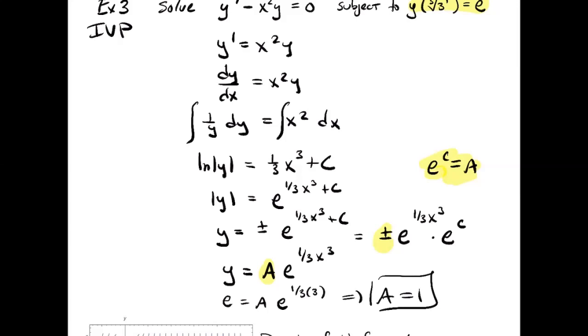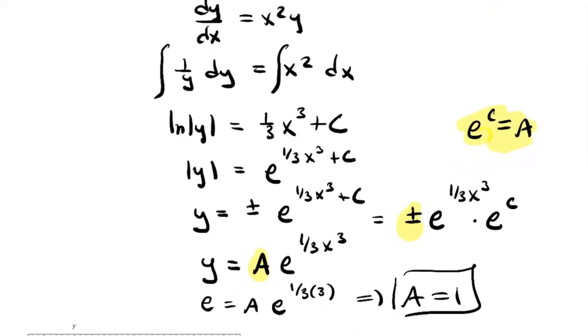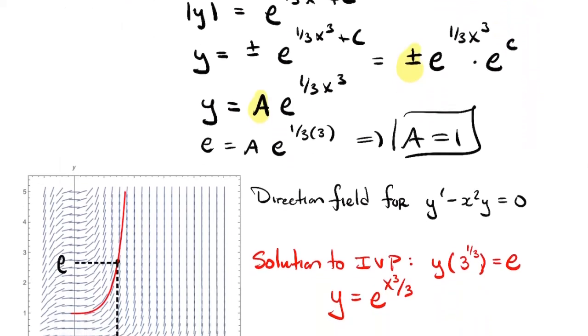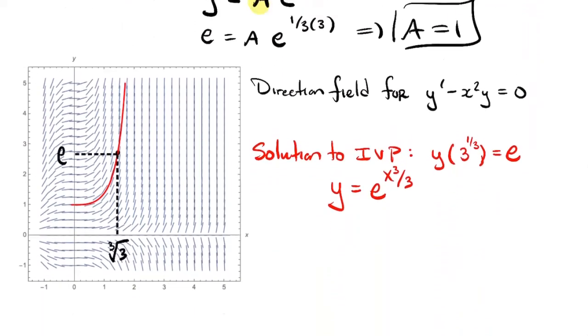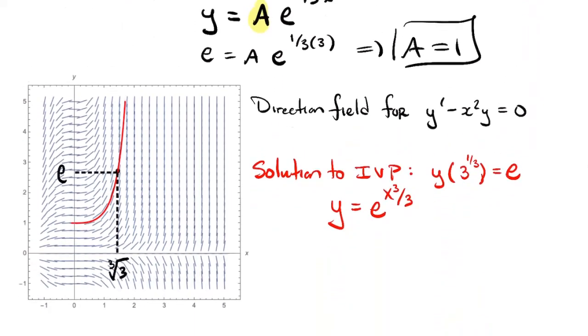Okay, so the solution to this initial value problem is y is equal to 1 times e to the x cubed over 3. I wanted to throw in some old ideas here. I've drawn a direction field for that differential equation. Okay, so you can kind of visualize the solutions there. And in that direction field, I highlighted our initial condition: when x is the cube root of 3, I wanted y to be e. And then we determined that the constant a was equal to 1.